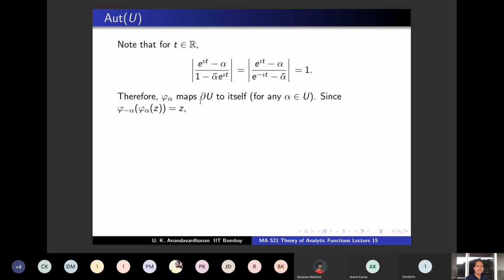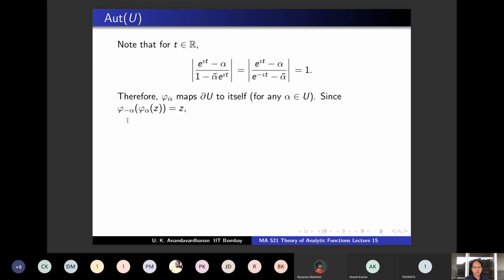So if you take Z in the boundary of U, you have to show that it's an equality. So you have to show that it's onto. If you take Z in the boundary of U, then Z you can write as phi minus alpha of phi alpha of Z. Because Z is in the boundary of U, phi alpha of Z is in the boundary of U. So phi minus alpha of an element in the boundary of U is this Z. So it is onto. Is the proof clear?